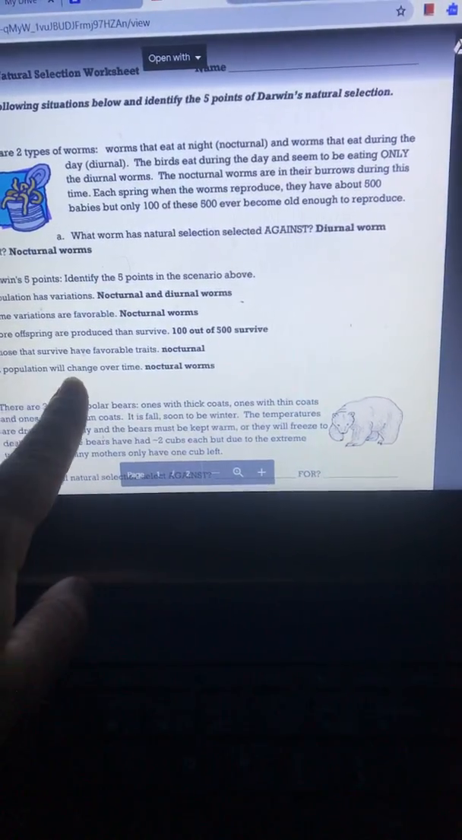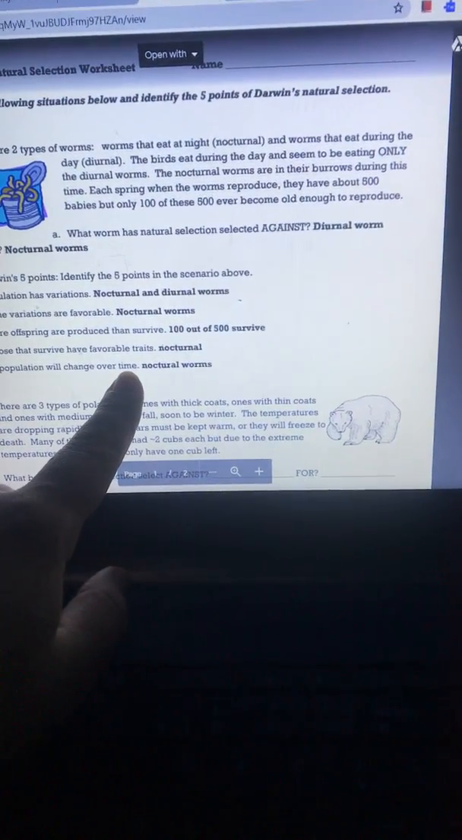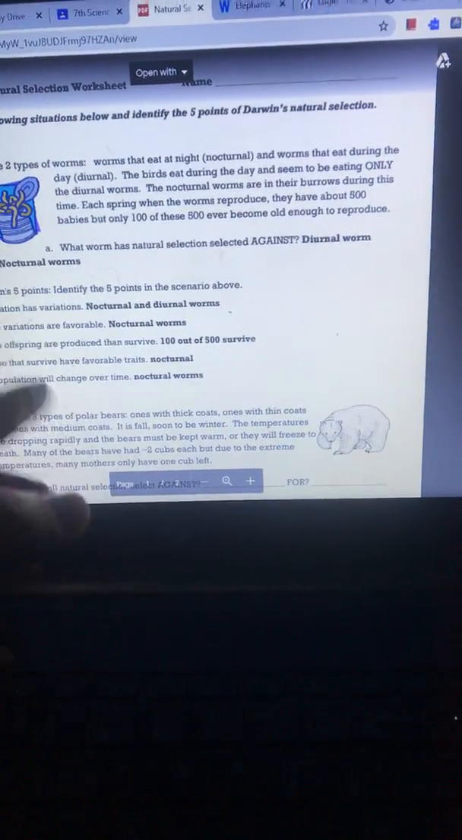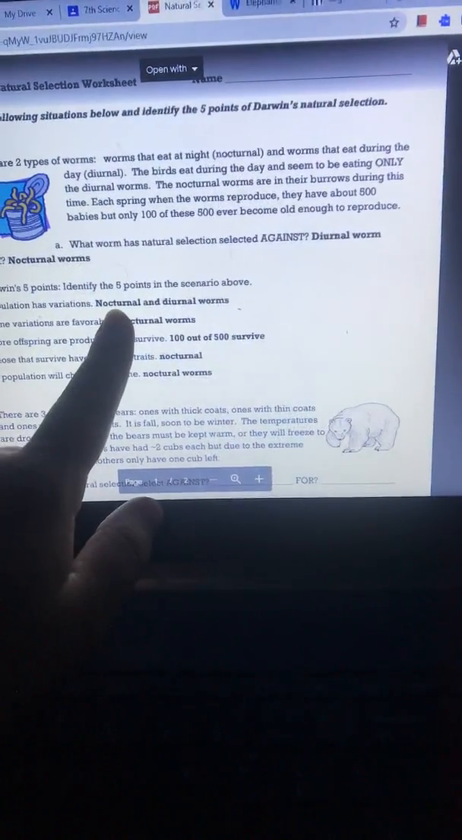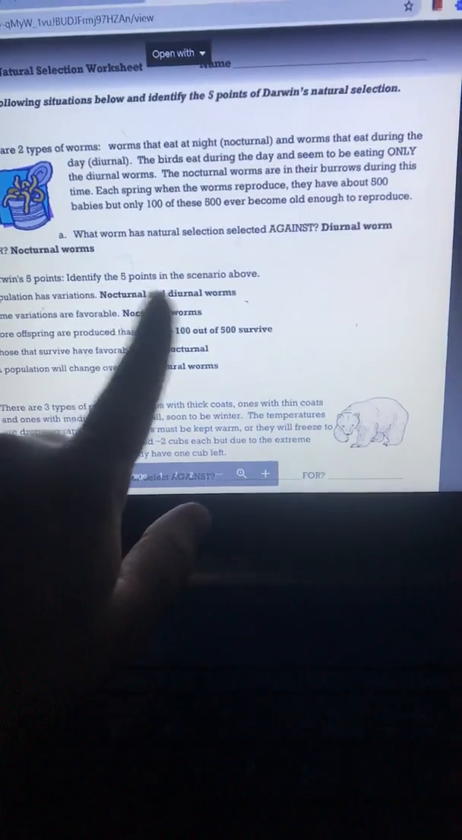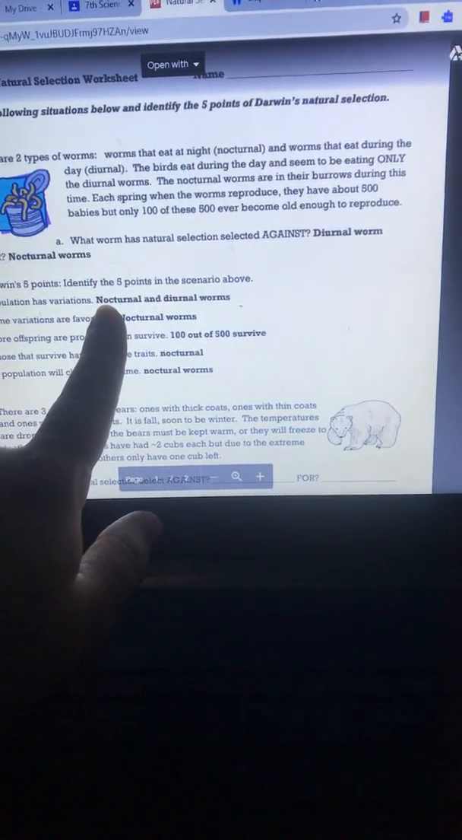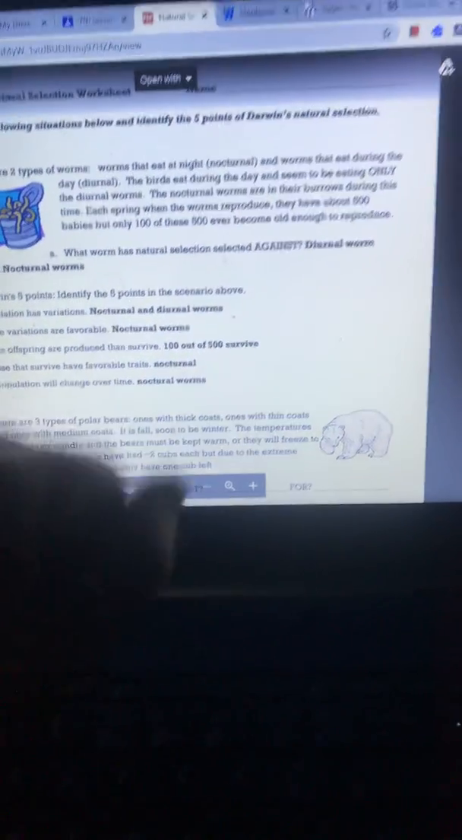Okay, so a population would change over time. So over time, we're going to see what kind of worms. Some of these, more of these, less of these, or more of these and less of these. We're obviously going to see more of these. Okay, so let's do number 2 together.